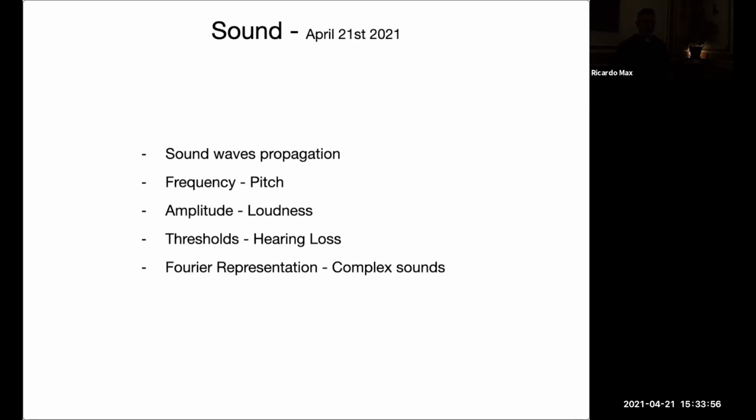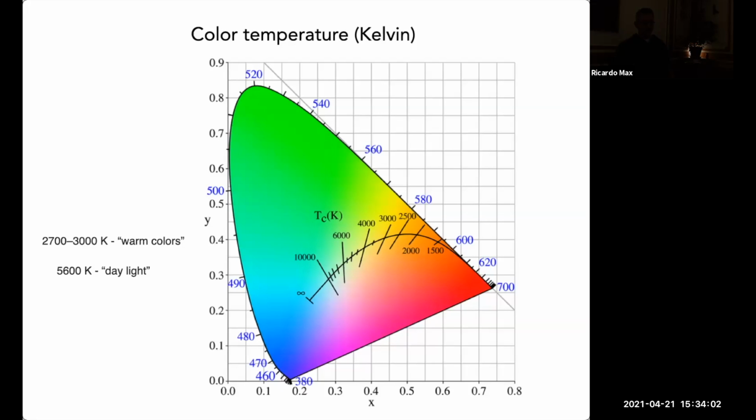But first, I want to clarify something that Harry asked me last time. I showed you this graph that we see every time we buy a light bulb. It appears there and it shows the color temperature. And Harry asked me about the coordinates and what this graph means, and I didn't know how to answer, so I checked. And it's relevant for everybody.